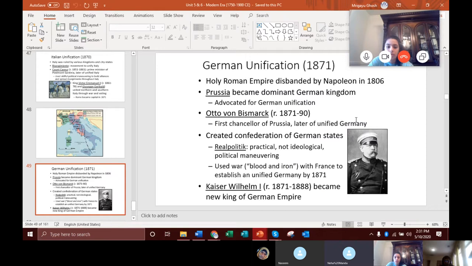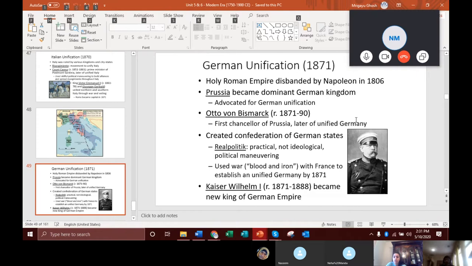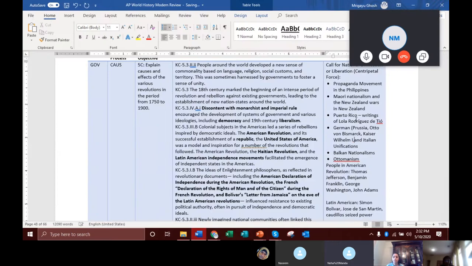I don't remember looking at any of this somehow. We didn't learn about this, but I've seen it come up. And remember, it came up on our imperialism documents, because Kaiser Wilhelm. Are these his slides that we just didn't go over? Yeah, these are his slides.